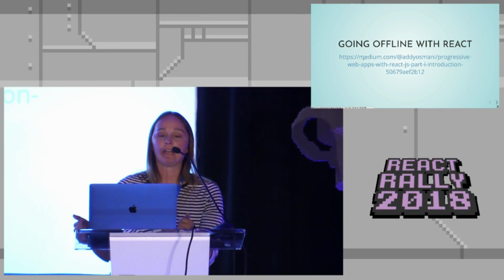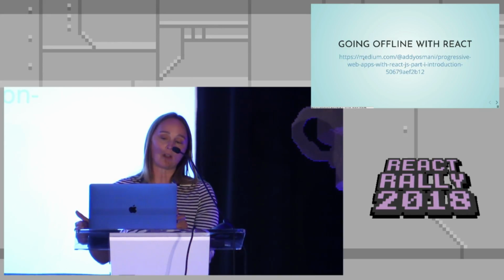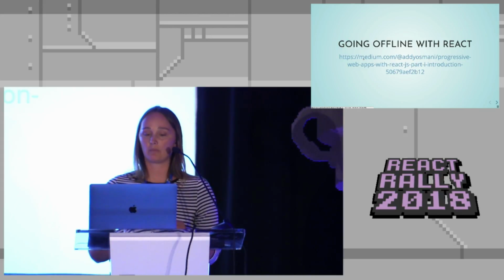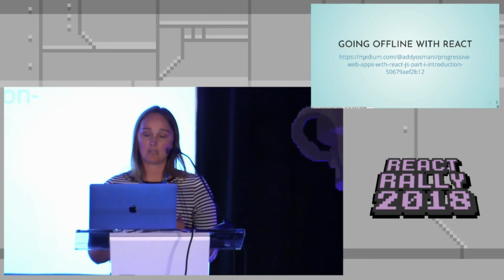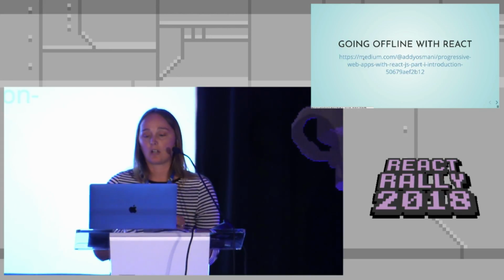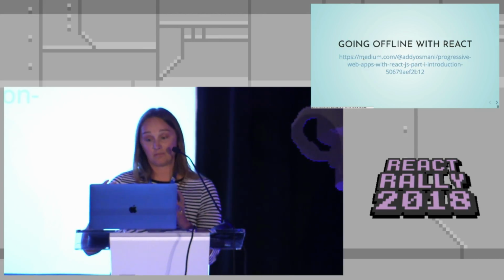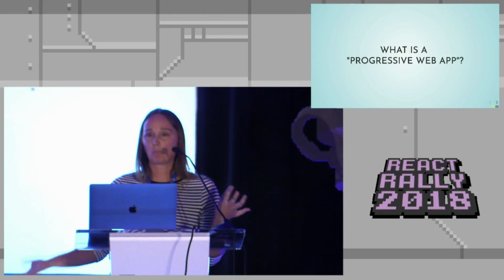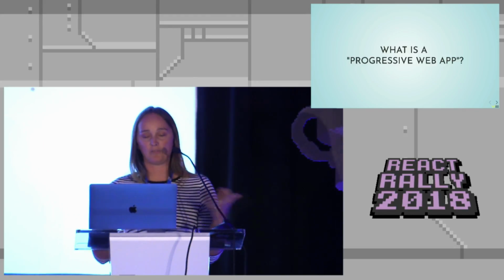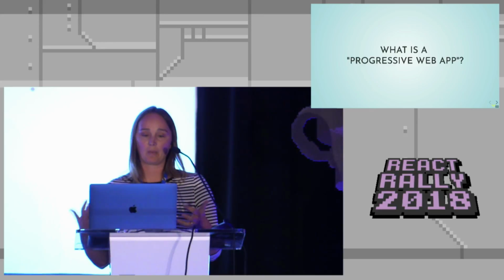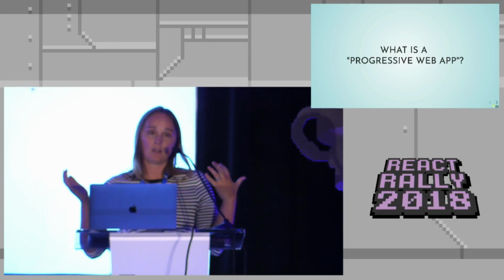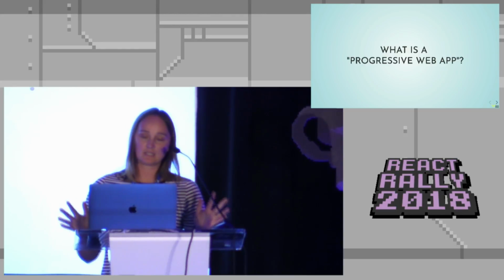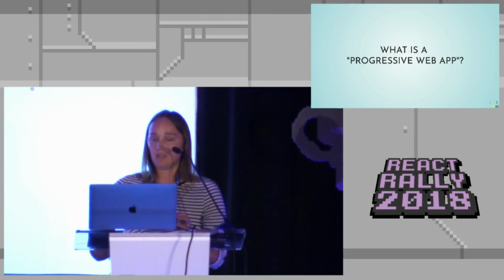Okay, so going offline with React. Adi Asmani has written a really great 6-part tutorial on creating progressive web apps with React, which I really recommend. I used this tutorial as the starting point for the journey of creating this offline application. So what is a progressive web app? There's quite a few features of a progressive web app. I'm just going to cover a few of them that are relevant to the application that I built. This isn't a comprehensive list, but these are the ones that are relevant.